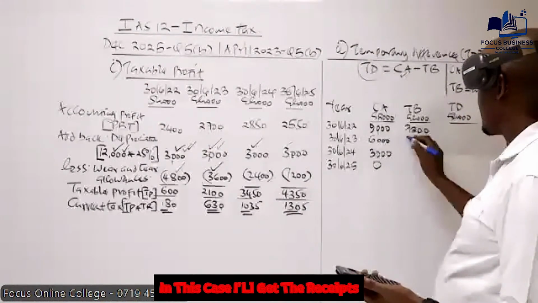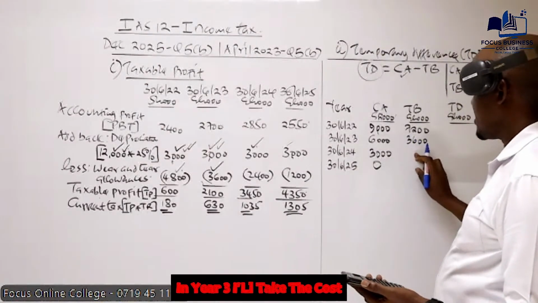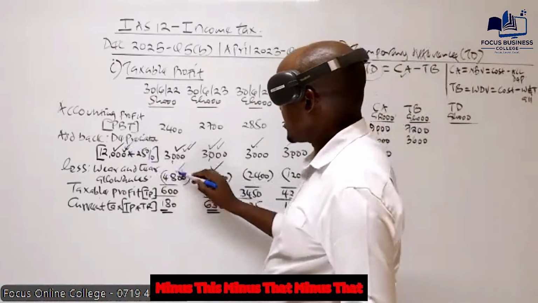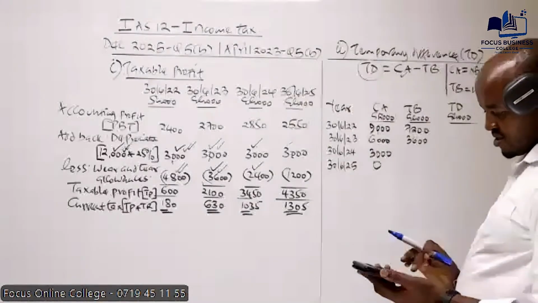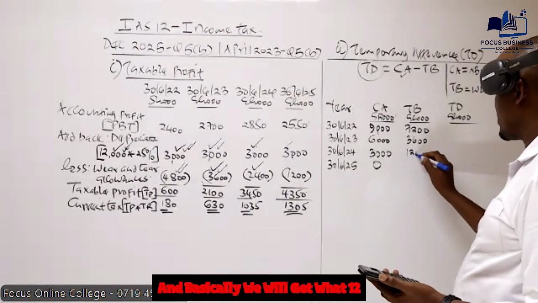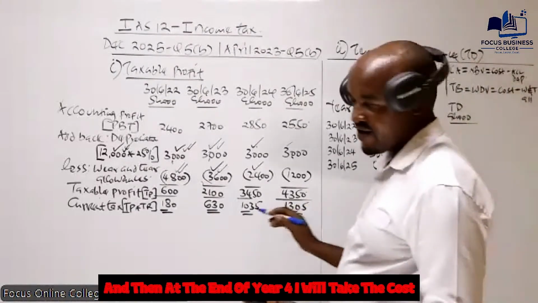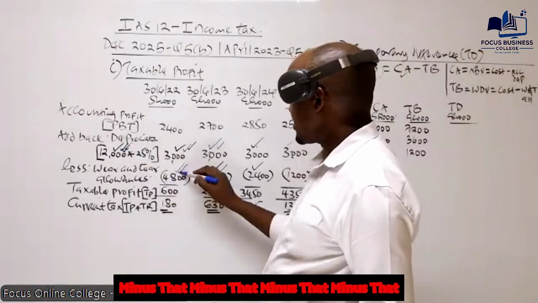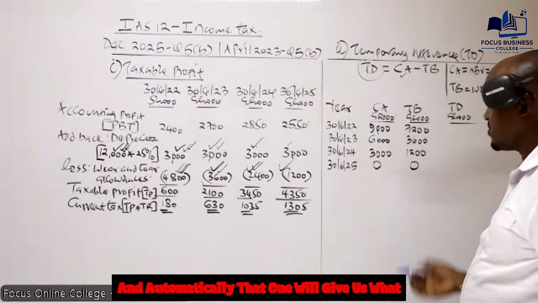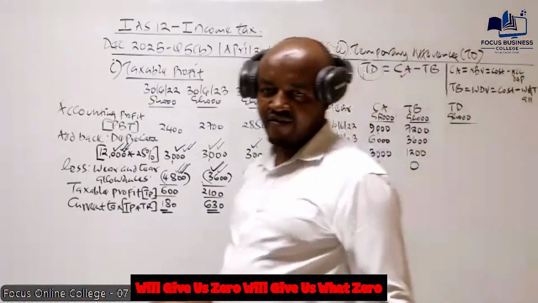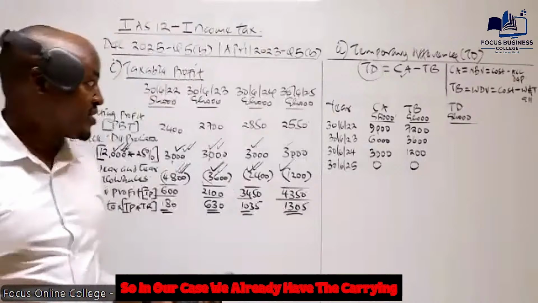In this case, I'll get 36. In year three, I'll take the cost minus this, minus that, minus that. And basically we will get what? 12. And then at the end of year four, I will take the cost minus all four charges, and automatically that one will give us 0. So in our case, we already have the carrying amount.